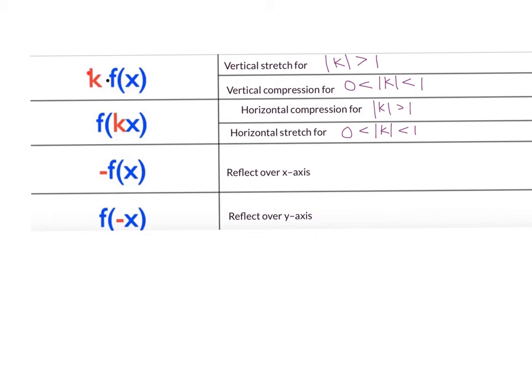Now if I put a negative 2 out here, it's still going to be a vertical stretch, because the absolute value of negative 2 is 2. That's bigger than 1. It's still going to be a vertical stretch, but it might also do a little flip too.